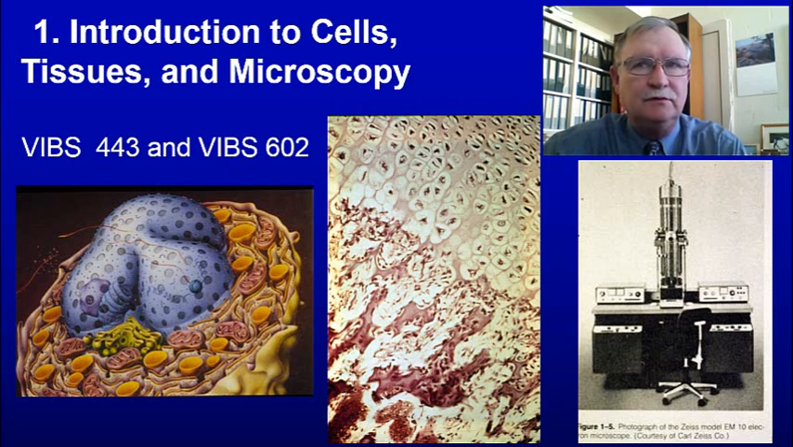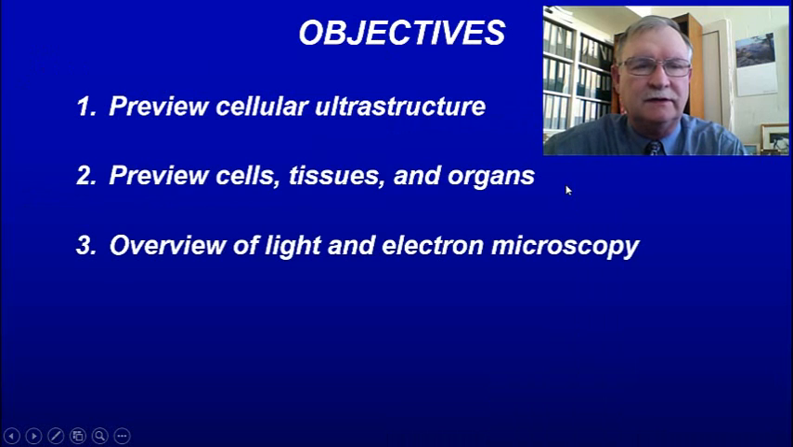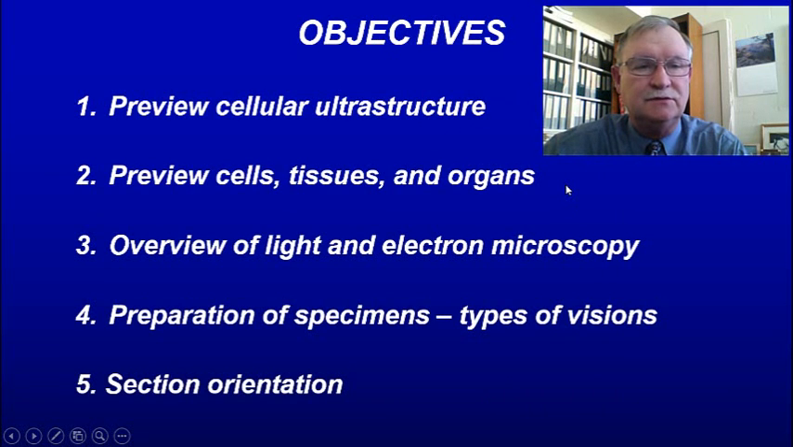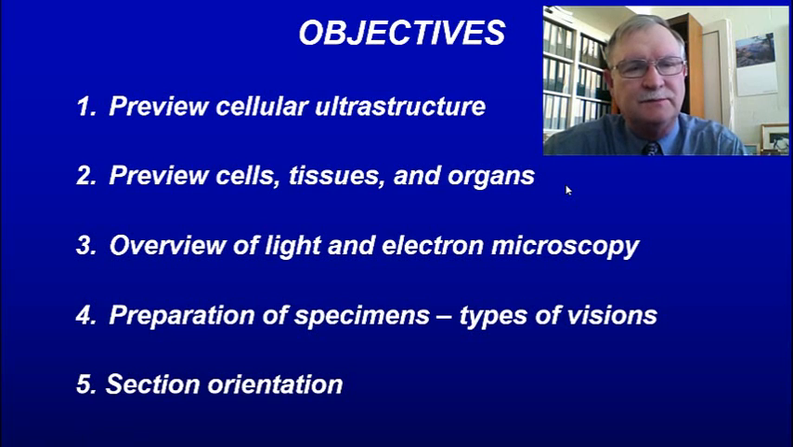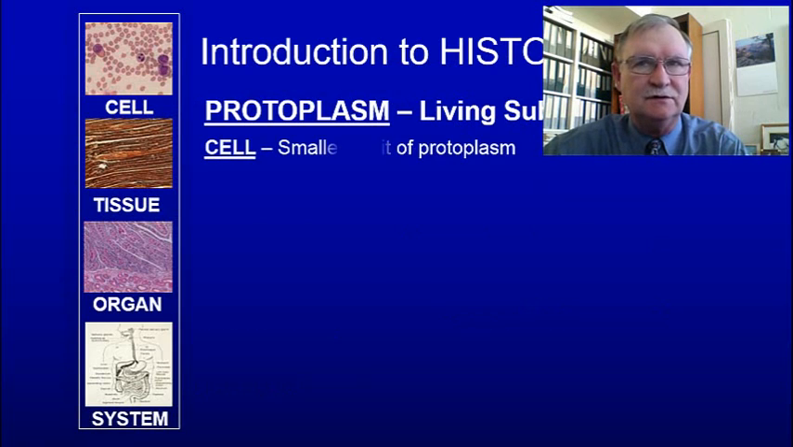We want to preview cell ultrastructure, or the details in the cells. We want to preview cells, which collectively together make tissues, and tissues collected together make organs, and then organs get together into organ systems. We want to have an overview of light and electron microscopy, and a little bit about preparing specimens to be able to see at light and electron microscopy, and a little bit about section orientation.